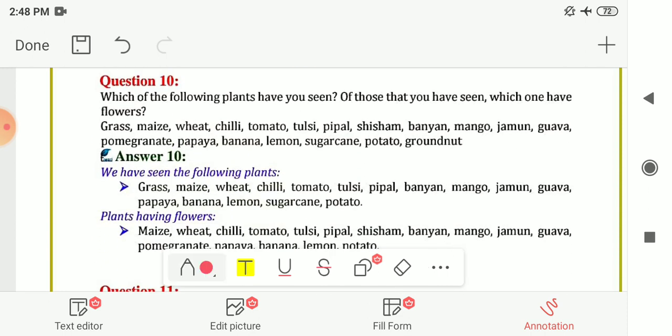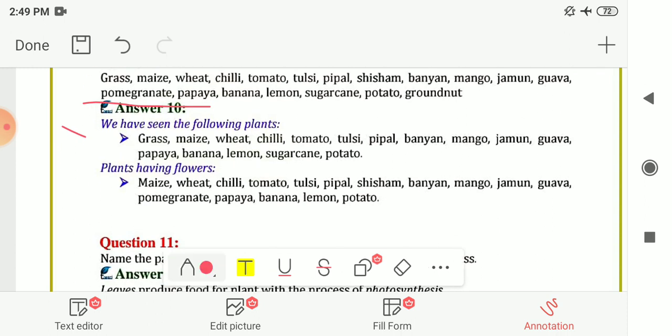Next, 10th number, which of the following plants have you seen, and of those that you have seen, which one has flowers? The names of the different plants are shown to you, that is grass, maize, wheat, chili, tomato, tulsi, peepal, sesame, banyan, mango, jamun, guava, pomegranate, papaya, banana, lemon, sugarcane, potato and groundnut. So here you have to write on your own that we have seen the following plants. In that, the plants which you have seen, you have to write, and below that the plants having flowers.